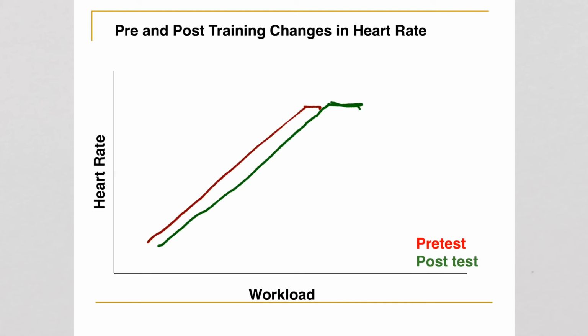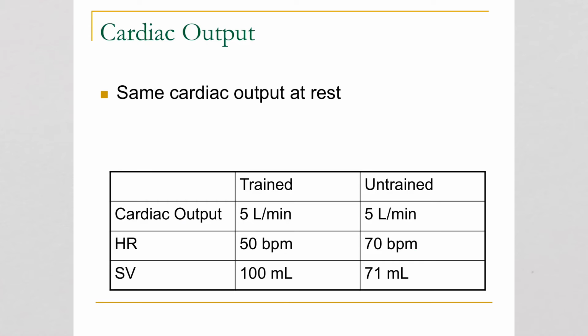And the heart rate maximums are really close to each other. They should stay pretty much the same pre and post training. The difference is a lower resting heart rate and lower heart rate at each workload if we were to repeat the exercise test. Think about how this plays out on the stress of the heart.